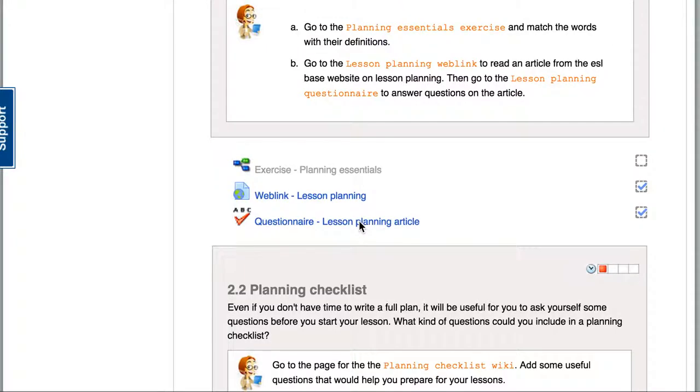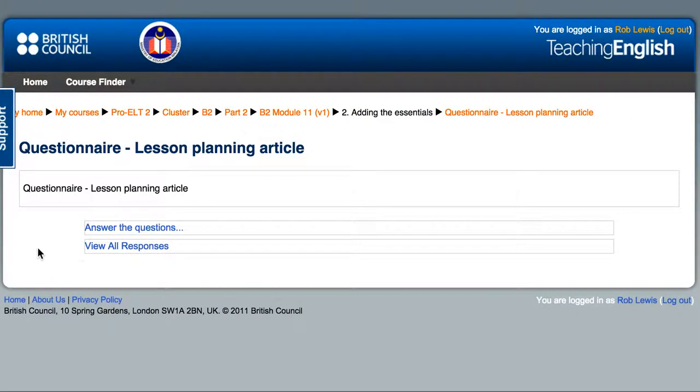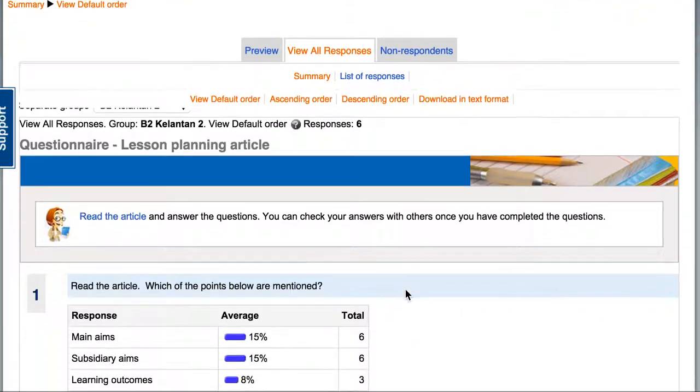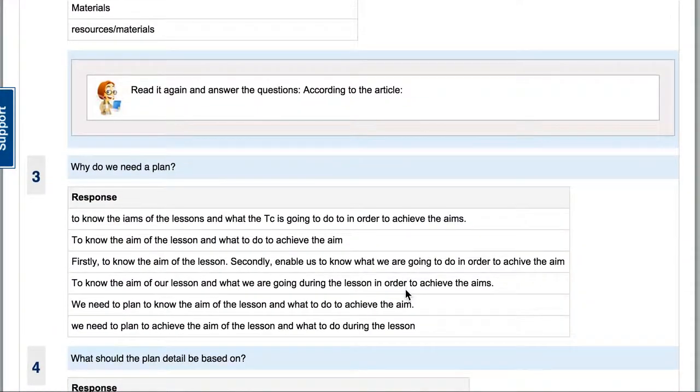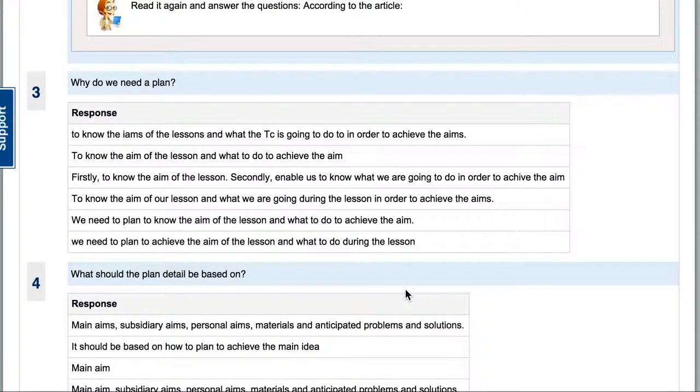But the main questionnaire in Module 11 was on lesson planning. And you probably remember there was an article and then some questions for you to answer about the article. Well, I'm going to just look at 3 or 4 of the questions. And question 3 is a good starting point. Why do we need to plan?